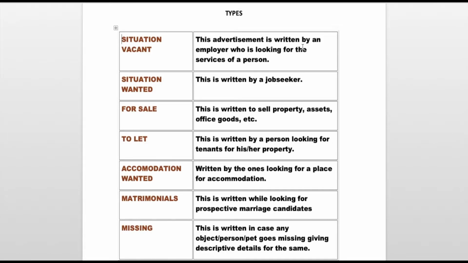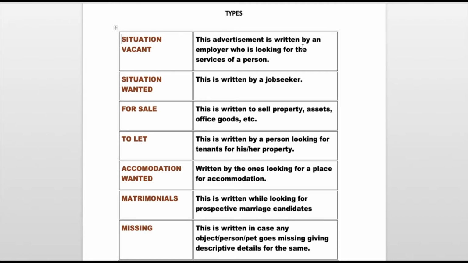The parents, or the father and mother, of a bride or a prospective marriage candidate, be it a male or a female, can write this advertisement stating all the qualities of the boy or the girl, and also the type of bride or groom they want.